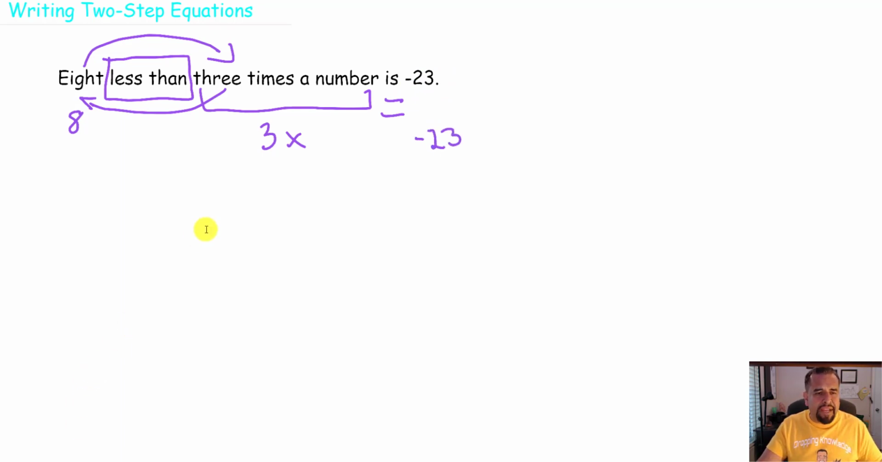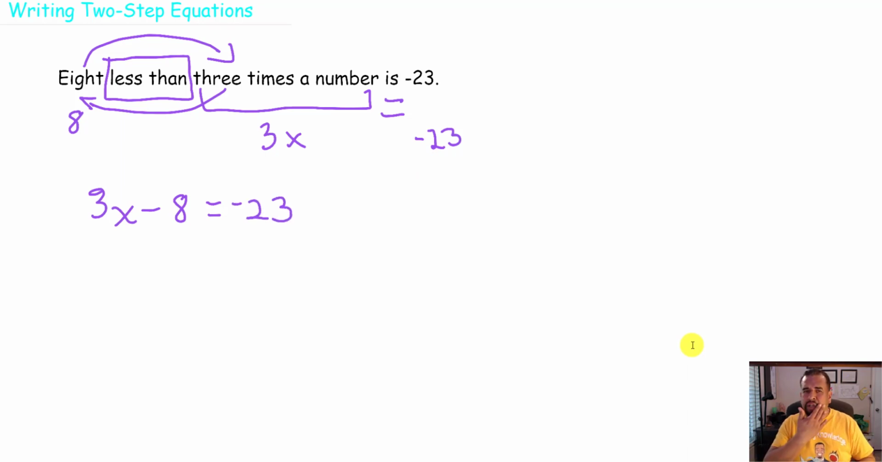So now I have to write it. I pretty much have it written. Remember, I had told you I have to flip this information, so I'm going to take this 3x, write it first, and this 8. But not only this 8, this 8 is less than the 3x. So therefore, I'm going to have 3x less than 8, right? So 8 less than 3x. And then I have is, which is my equal sign. And then I have negative 23. And that's it. I wrote my equation.